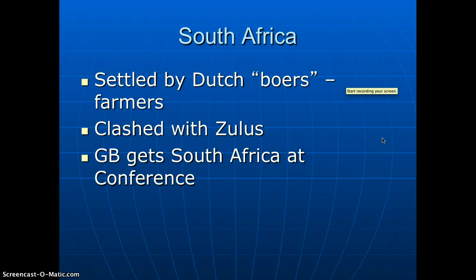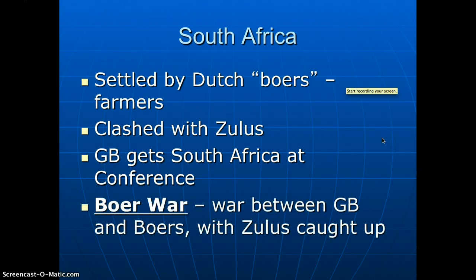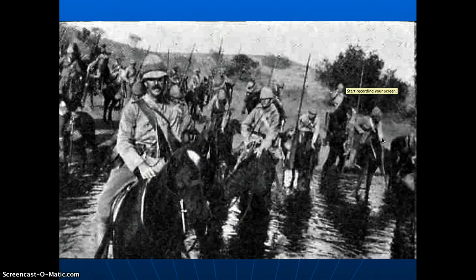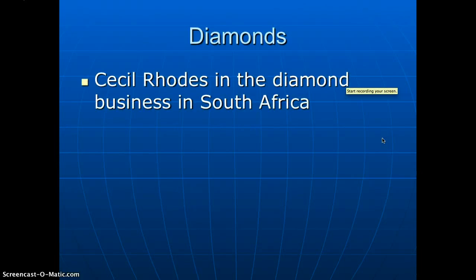This becomes especially tense when it is discovered that there are a lot of diamond mines and diamond fields in South Africa. And this leads to the Boer War, which is a war between the British and the Boers with the Zulu caught up in the middle. And the British end up winning this war and keeping this territory. They cut some deals with the Boers over sharing land, but the diamonds really mostly become property of the British.